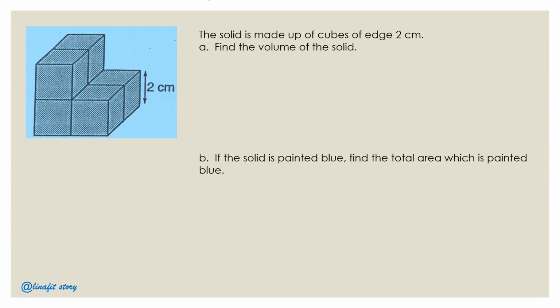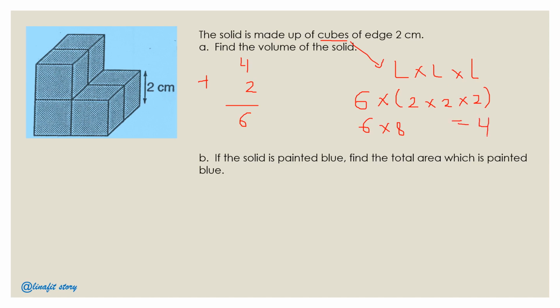The solid is made up of cubes of each 2 cm. A. Find the volume of the solid. B. If the solid is painted blue, find the total area which is painted blue. Take a look at the solid. There are 4 cubes on the bottom and 2 cubes on top. Therefore, the solid has a total of 6 cubes. How to get the volume of a cube? It's length times length times length. So 6 times 2 times 2 times 2, or 2 cubed. 6 times 8 is 48 cubic cm.